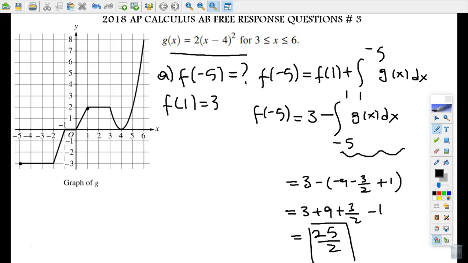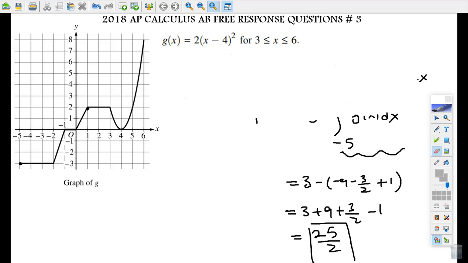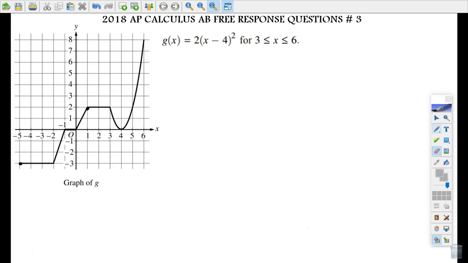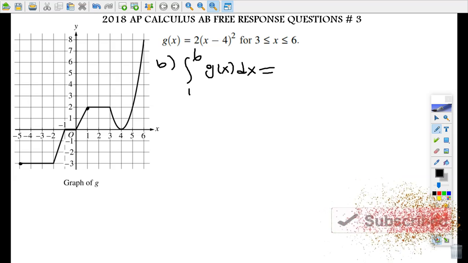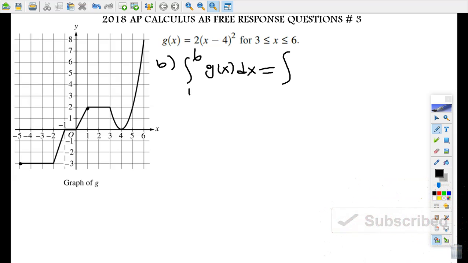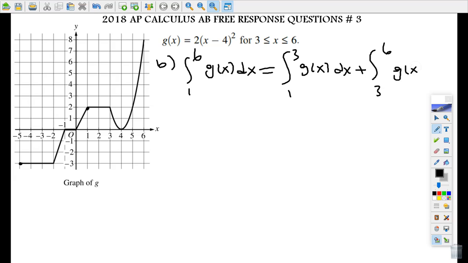So that's the value of f of -5, 25 over 2. In part B, it says evaluate the integral from 1 to 6 of g of x dx. Since g of x is a combination of linear and quadratic functions, I can decompose this entire definite integral into the integral from 1 to 3 of g of x dx, remembering that this is a property of definite integrals, plus the integral from 3 to 6 of g of x dx.